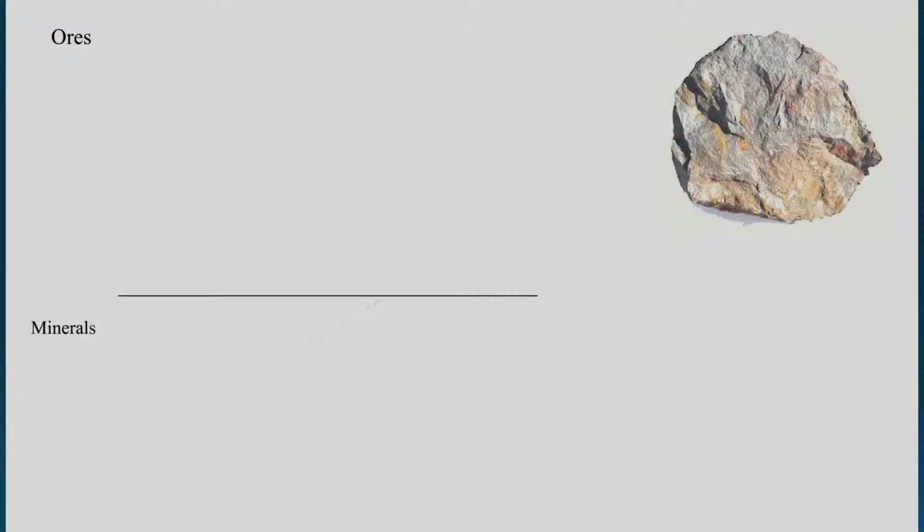Ores. What is an ore? What is a mineral? Let's define. An ore is a rock. It contains a mixture of minerals. So when you process this mineral, you can extract out the metal.